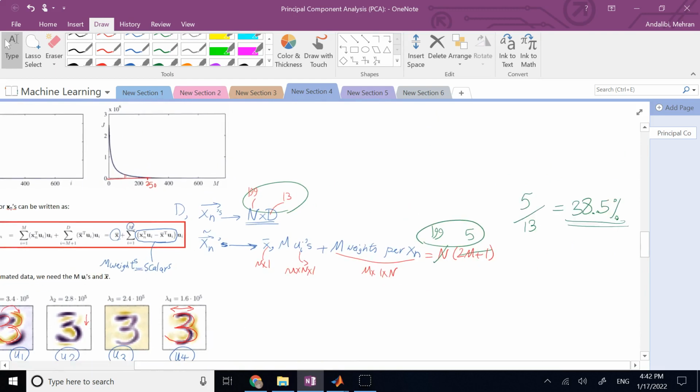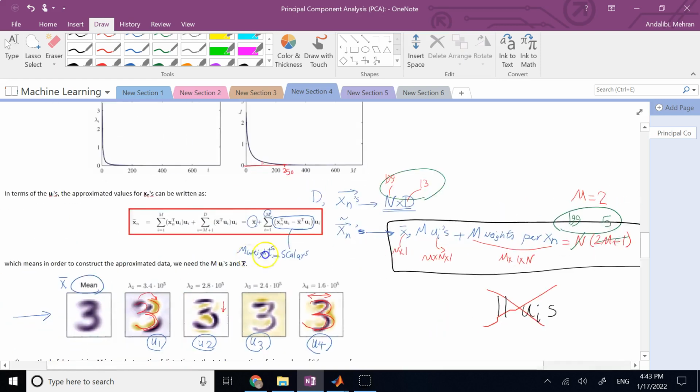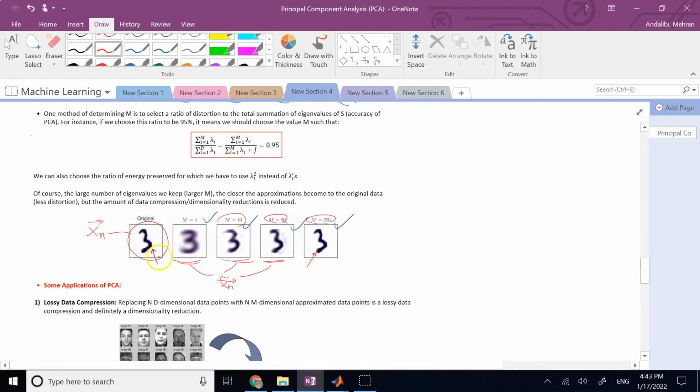If all I store is this data and I threw away the other 11 u's, remember, out of the 13 u's, I discarded 11 of them. I only kept 2. Correct? If I only keep this 38% of the data, or 38% of the numbers, and threw away the rest, I could never get the original picture back, by no means. It's going to be lossy. If you look at each one of these, you clearly see the distortion compared to the original one.